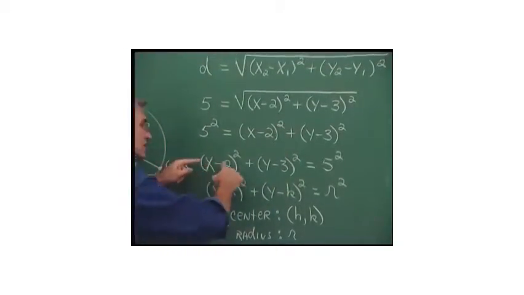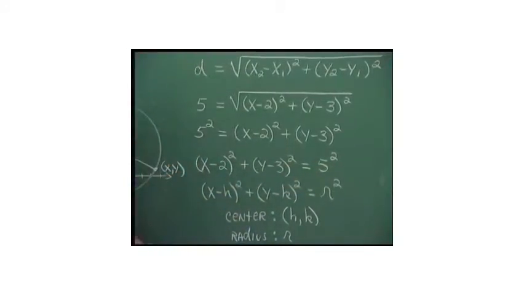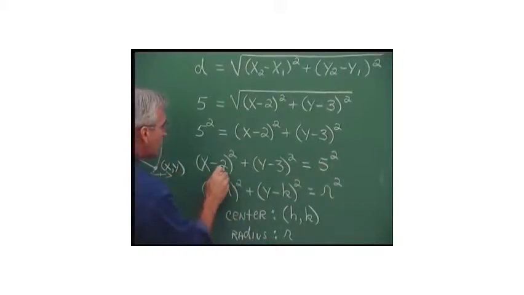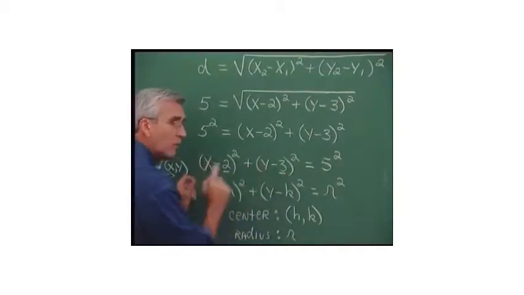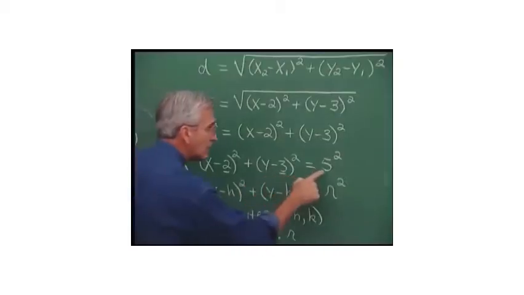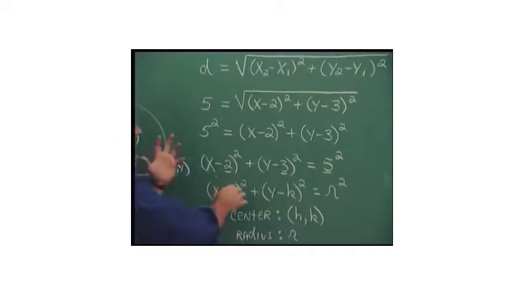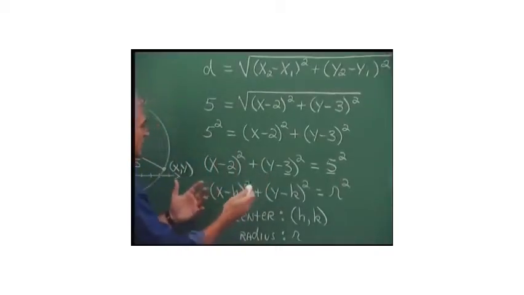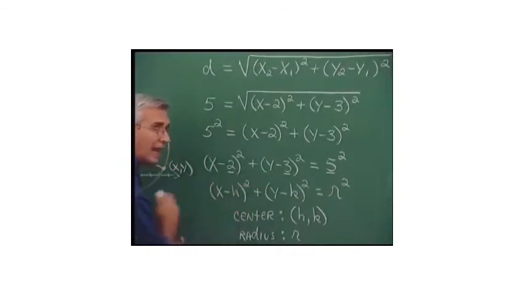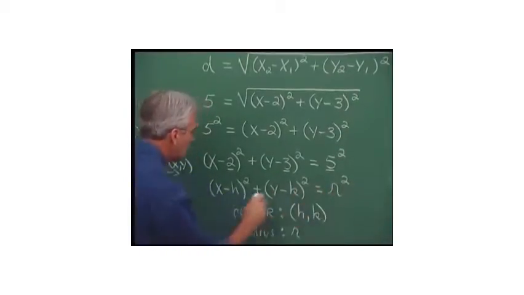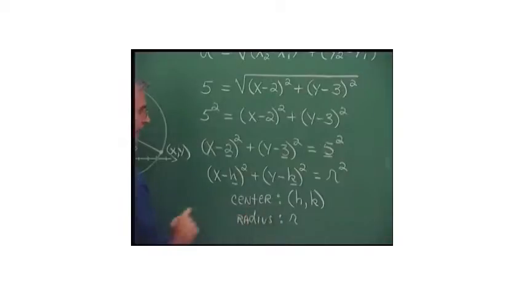Now, here's the information from the circle that we've drawn right here. Notice that the 2 and the 3 are the coordinates of the center point. And notice that it's the 5 that's squared and 5 is the radius. So if we generalize the situation, the formula for a circle whose center is not at the origin turns out to be this, where (h, k) is the center and the radius is r.